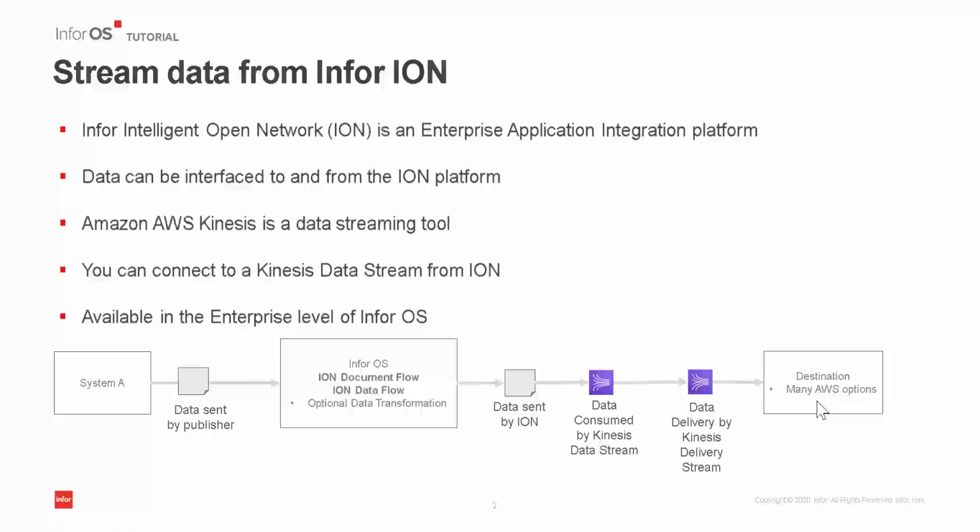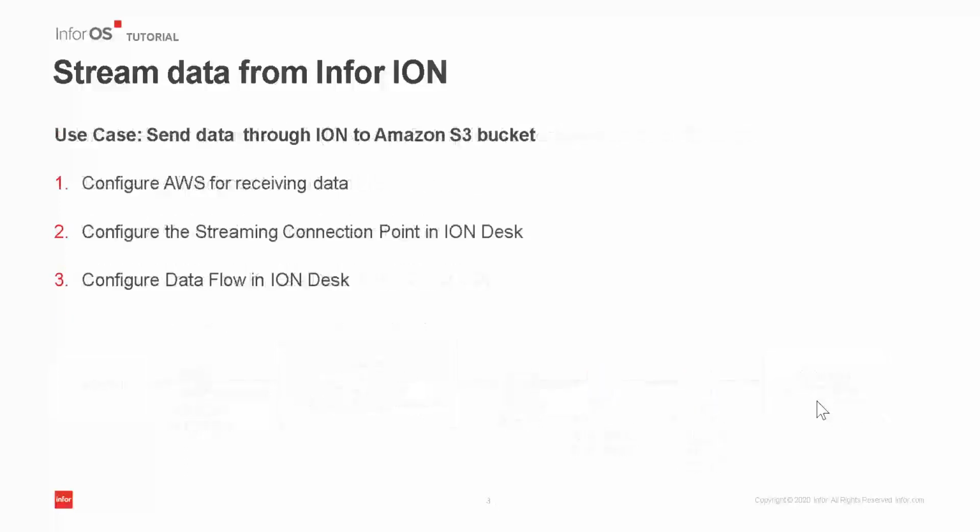Why would you want to do this? Well, a lot of people need to get data out of the Infor cloud and into their own Amazon account. And from there, they need to transform it or store a copy or send it on to another destination. And often this needs to be done in mass and very quickly, and a Kinesis data stream is a perfect tool for doing that. So in our example in this tutorial, we're going to send data through ION to an Amazon S3 bucket. That's Amazon's big data storage tool and one of the supported destinations for Kinesis data.